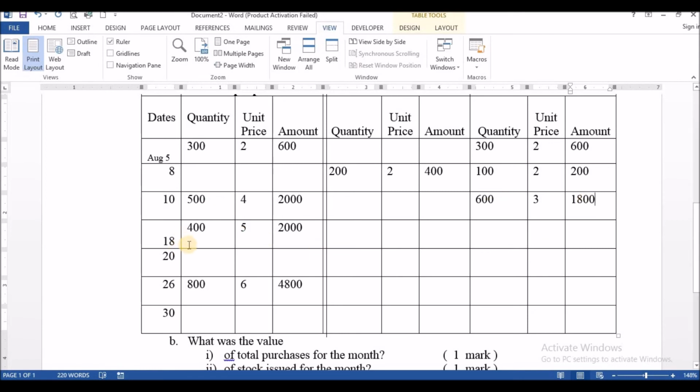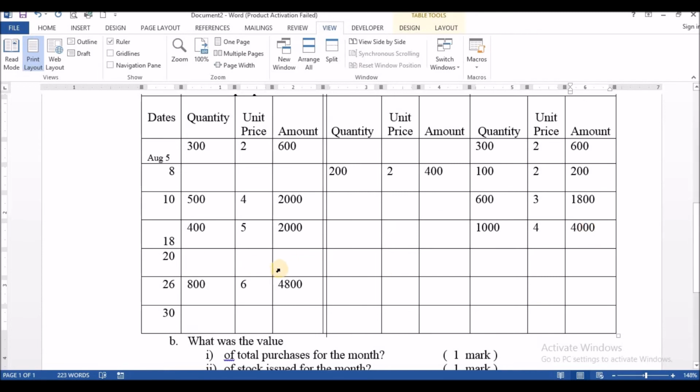Alright, continuing. On the 18th, we purchased 400 units at $5. So we're going to come now, 4 plus 6, our last balance plus what we purchased. So that's 1,000 units. $3 plus the $5 will now give you 8. 8 divided by 2, that's 4. So our stock will now be valued at $4,000.